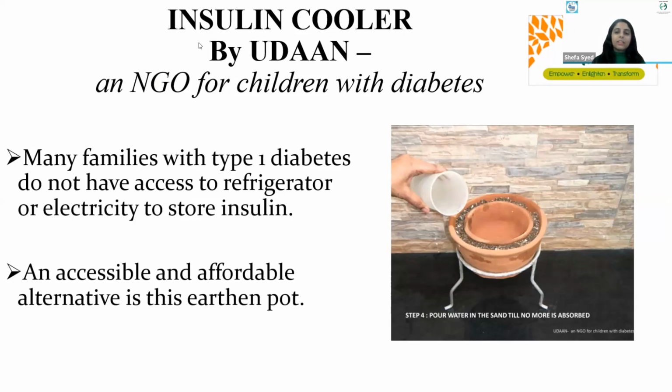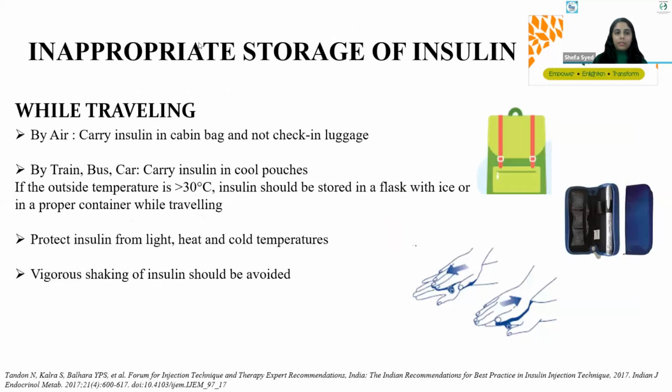Okay, which maintains the temperature of the inner earthen pot and helps to store the insulin without affecting its effectiveness. Okay. Also, appropriate storage while traveling. So if the person is traveling by air, carrying insulin in a cabin bag and not in the check-in luggage is important. If the person is traveling by train, bus or car, then carrying insulin in insulin cool pouches to protect the insulin from light, heat and cold temperatures.